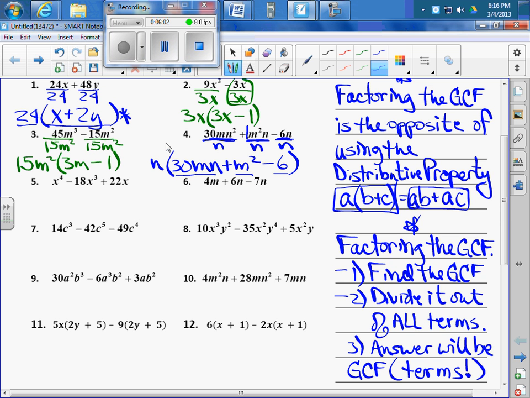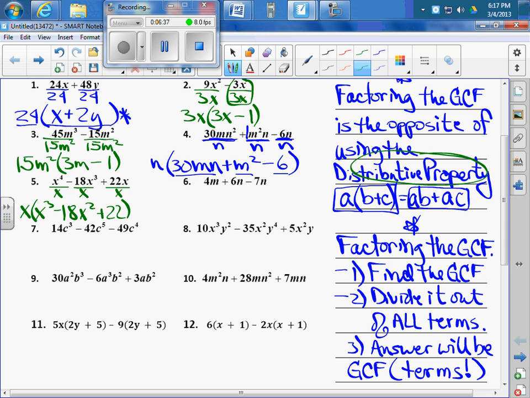In number 5, what's the greatest common factor? Well, you got it, it's x. So divide all 3 terms by x. Write the GCF down, x, and it's going to be x times x to the third minus 18x squared plus 22. Now, you've probably already figured this out, but what's a good way that you can check to see if you have the correct answer? That's right, you're going to be using the distributive property.